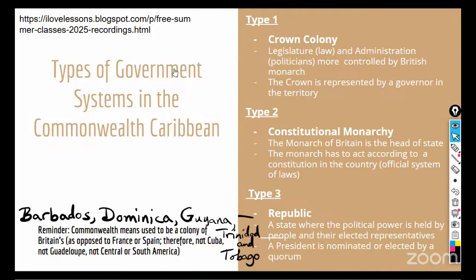They were having a conversation just the other day about whether or not they should become a republic. And they probably will. I guess they probably will soon.